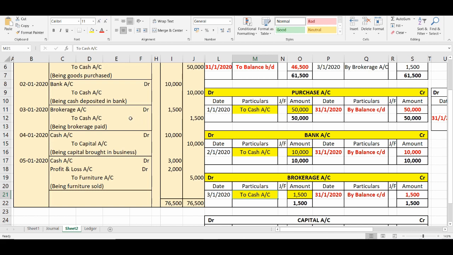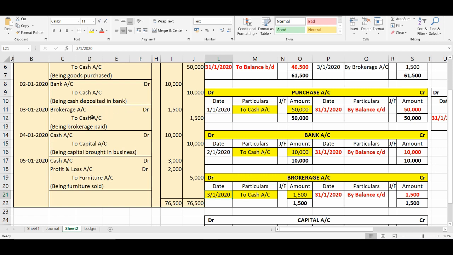Now one small request: whenever you are posting these entries, the date in the date column should be the date of the entry. So suppose in the brokerage account the date is 3rd January 2020. Then in the transaction, the date will again be 3rd January 2020. So you have to be careful about recording the date also.